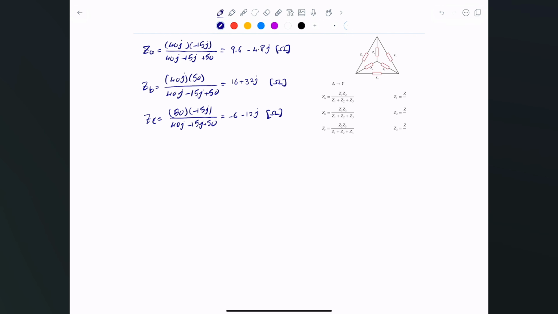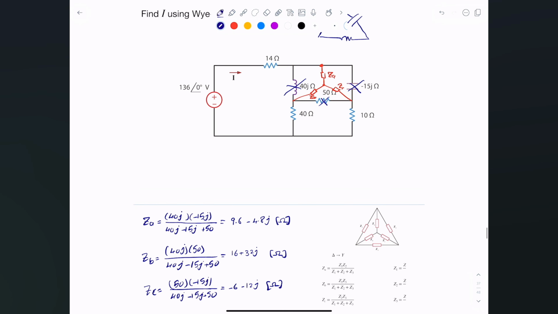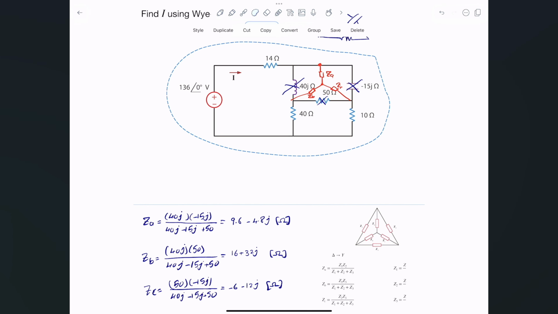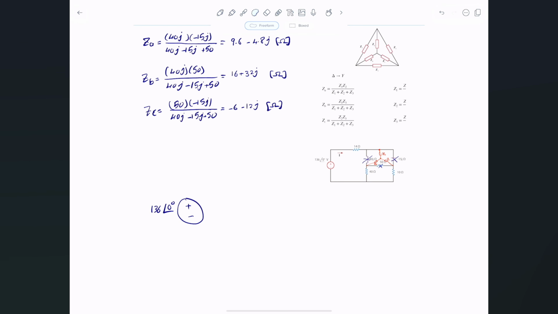What I'll end up with is the following. We'll have the source, which is 136 with 0 degrees. Let me just copy it and paste it down here, which will be helpful so that I don't have to scroll up and down. So we have that source, and then the 14 ohms stays in here. And now what we have is the ZA, which is right here.